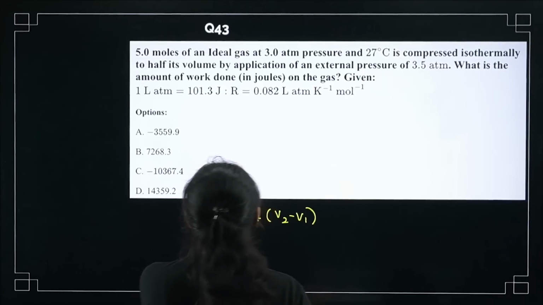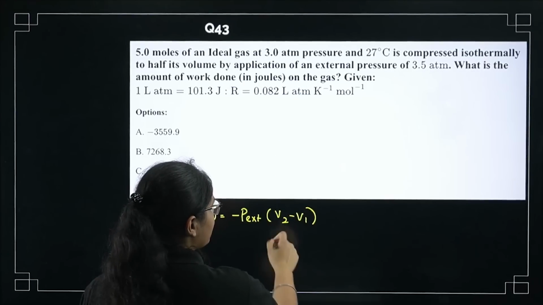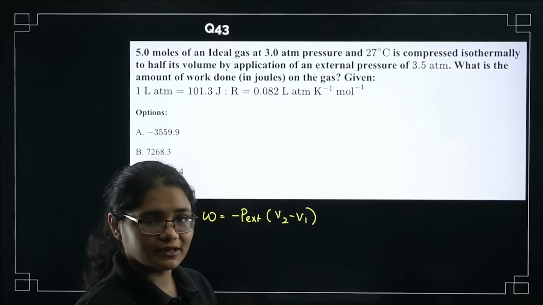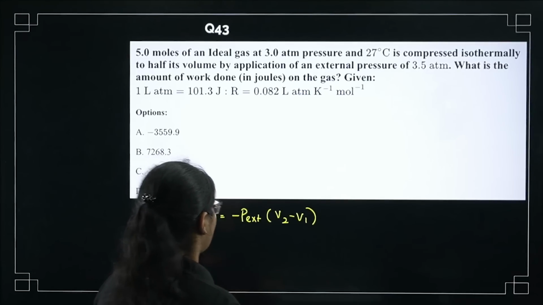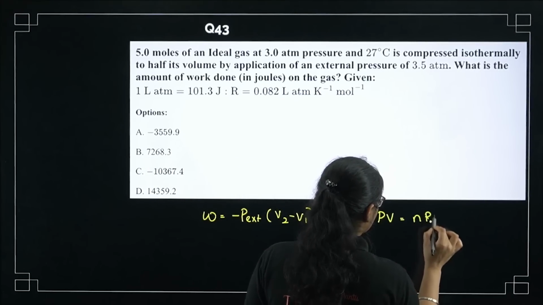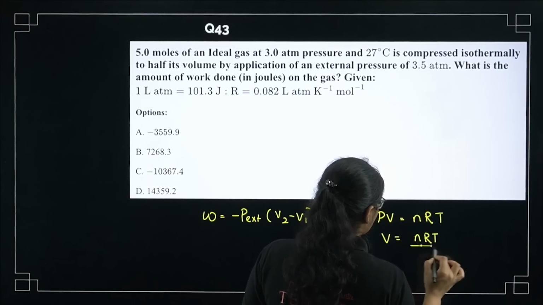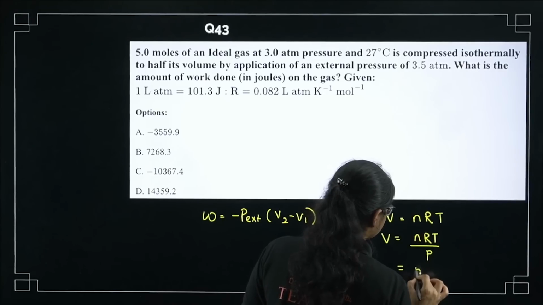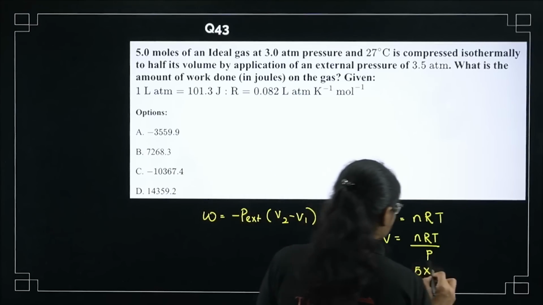Now for calculating the initial volume, we know the final volume is half of the initial volume. To calculate the initial volume, I have the formula PV equal to nRT. From that I can calculate V as nRT by P, right? n is equal to 5, R is equal to 0.082, right?